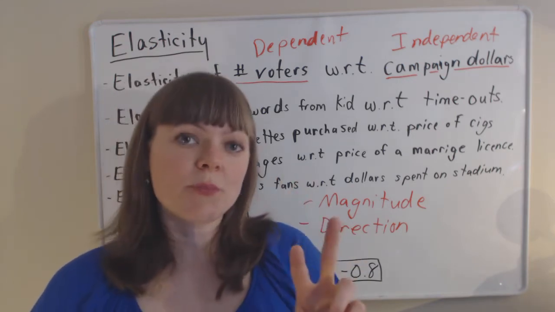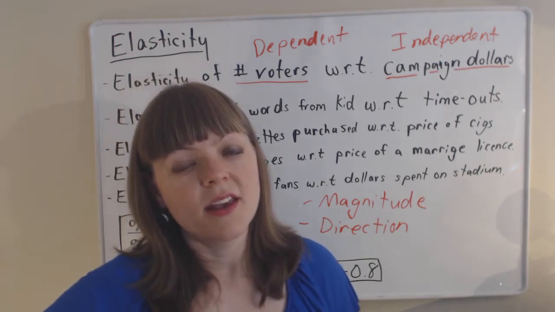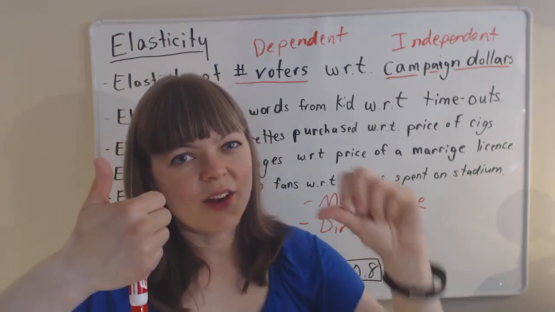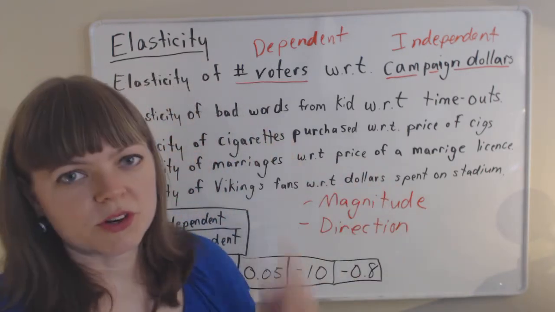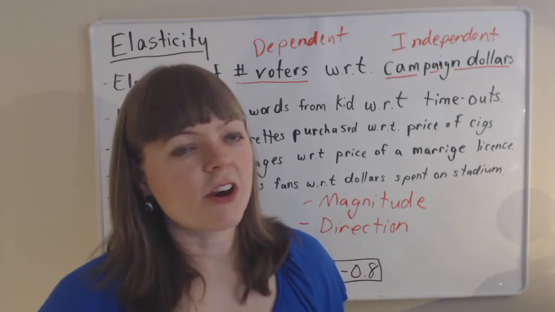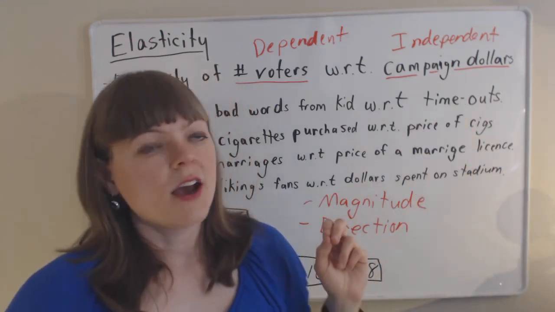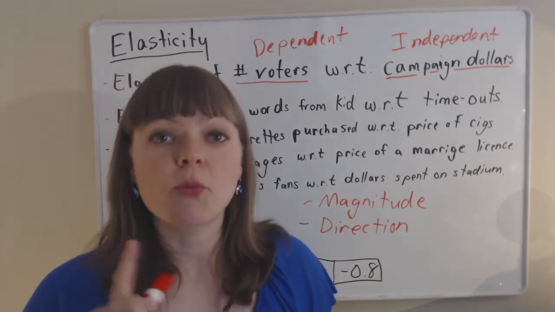The parent might have a couple of fears though. They might fear that the magnitude of that is really small. So they might increase timeouts a little bit or a lot and only get a small decrease in the number of bad words the kid says. So the parent might fear that their independent variable, how they're trying to influence their child, doesn't have a very big behavioral response from their child. That would be one fear.